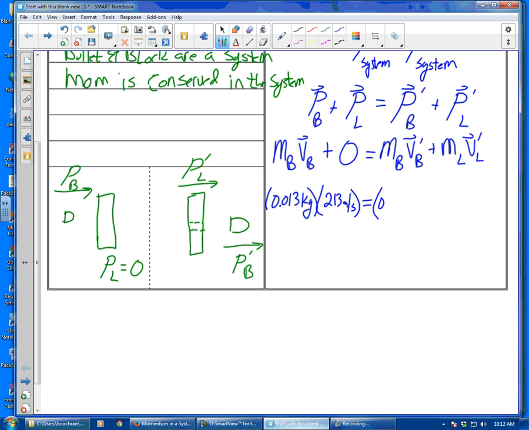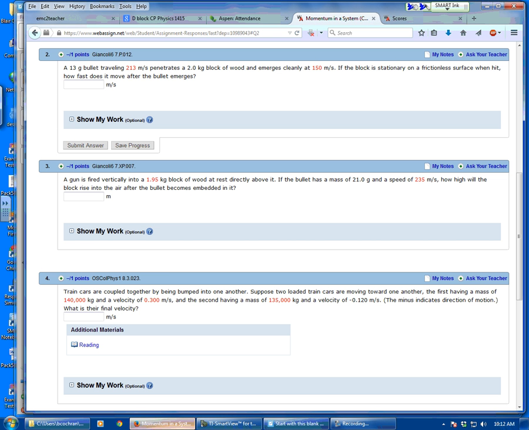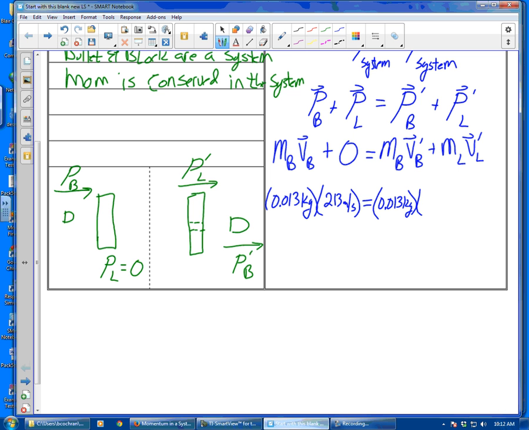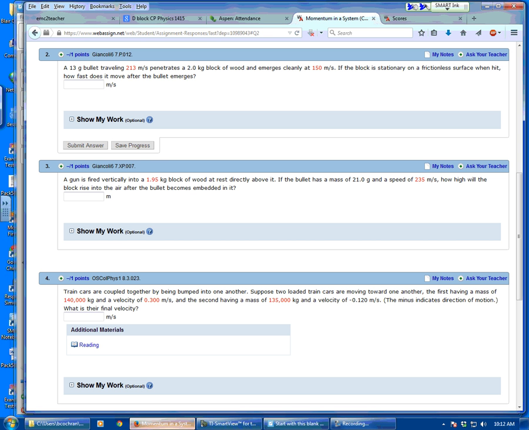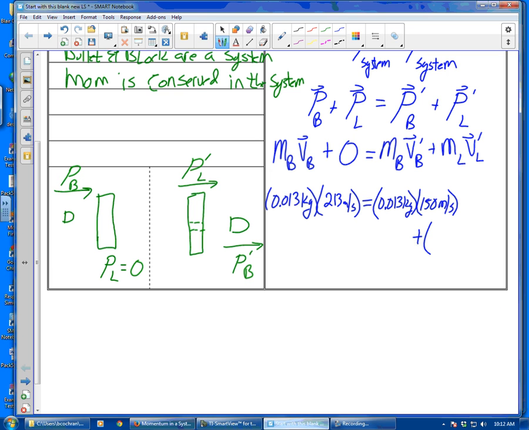Mass of my bullet, 0.013 kilograms. Velocity of the bullet afterwards. Excuse me, for me it's 150 meters per second. I've run out of room, plus the inertia of my block, 2 kilograms, and the velocity of my block afterwards, which I don't know, because it's always good to have one variable, right?